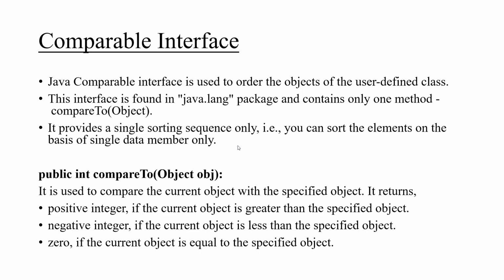Now we'll use the Comparable interface only in the case when we need a single sorting sequence. Suppose in the case of MobilePhone, we had to sort using price, or using manufacturing year, or using model name. If we want to sort using only one sequence, then we'll use the Comparable interface. This interface has a method called compareTo. It has a return type of int and it will return a positive integer if the current object is greater than the specified object.